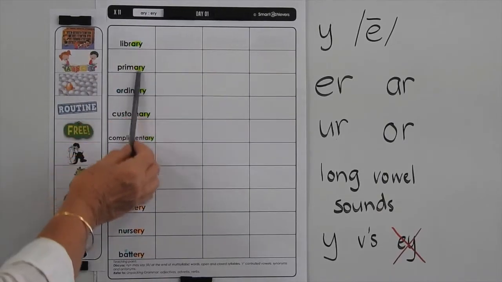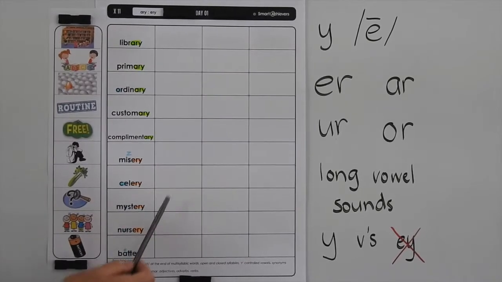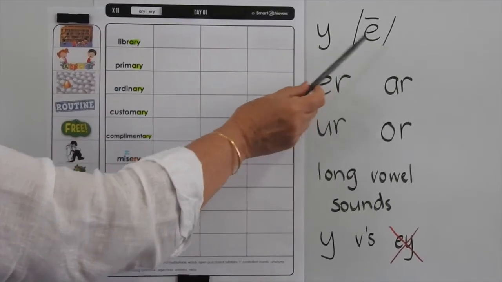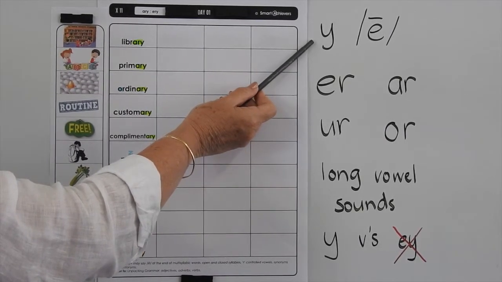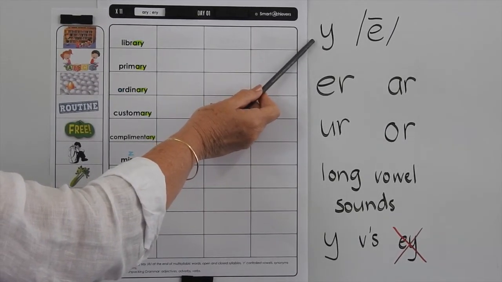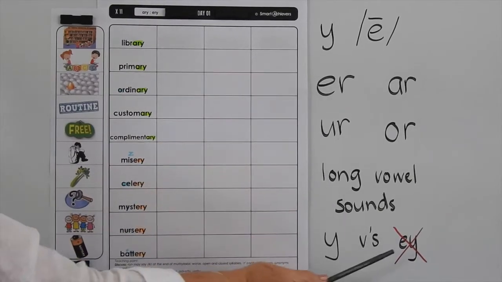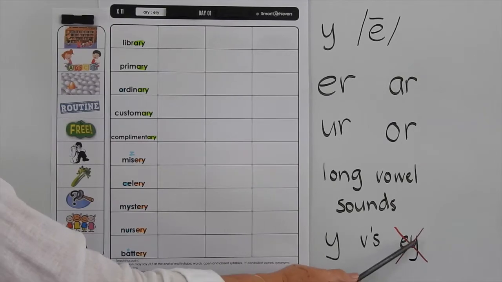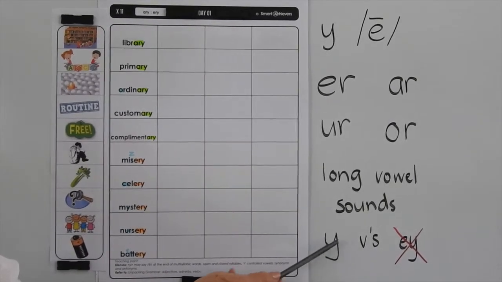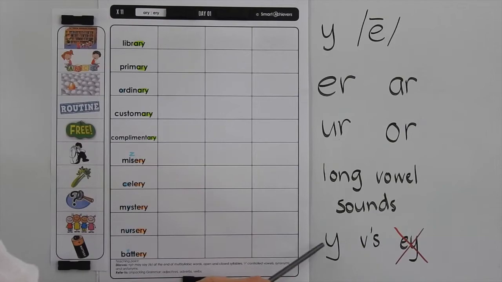In today's list of words, we have them all ending with the Y, which is making its long E sound. Now, Y at the end of a word is really common for the long E sound. There are thousands of words that end in Y. There are only about 10 to 20 that end in EY. So if you're not sure if it's EY or Y at the end of a word, go for the Y because there are far more.